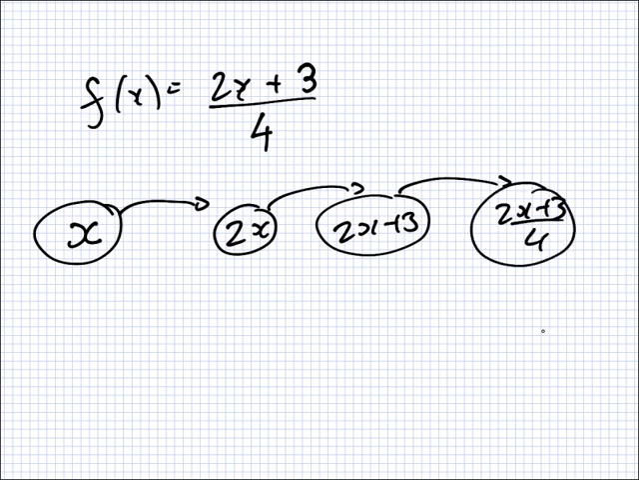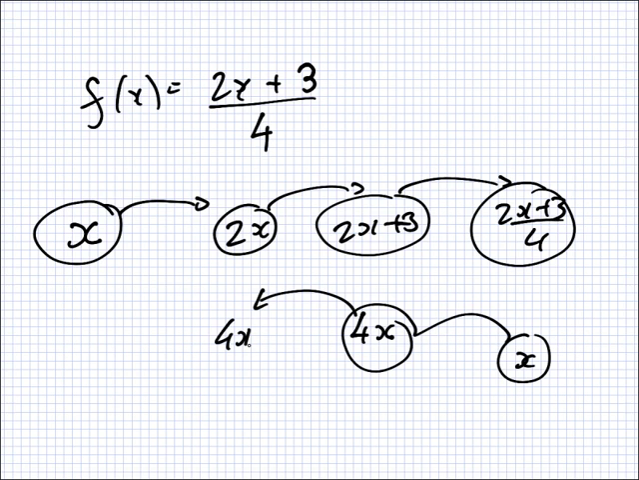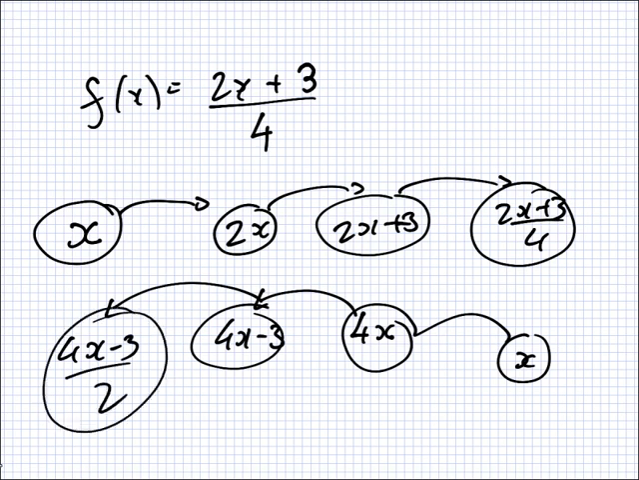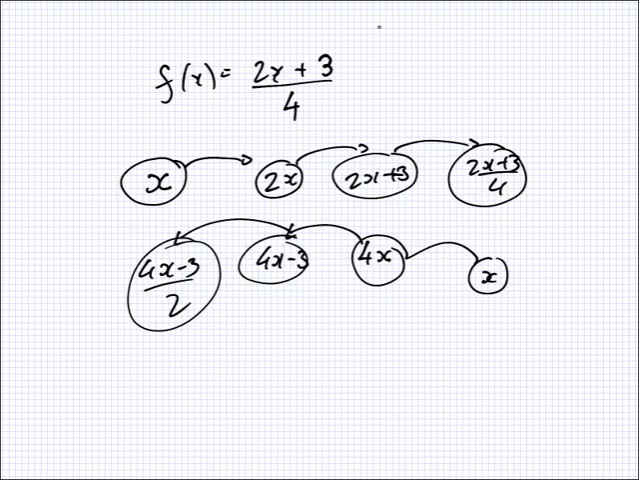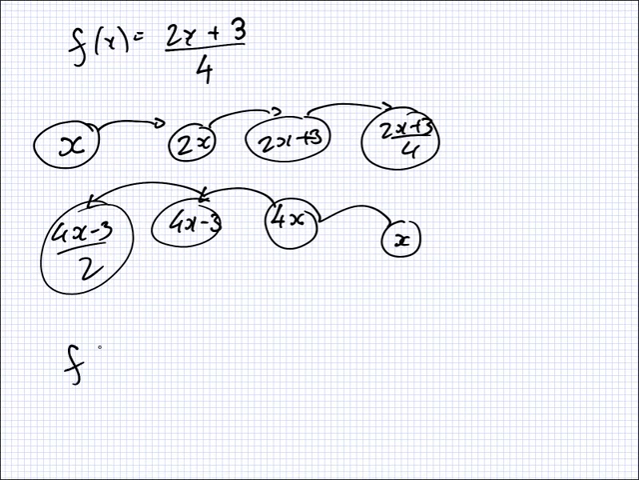So the inverse should be backwards. So let's say you start with x. Here you divide by 4, so here you multiply by 4. Here you add 3, so here you subtract 3. Here you multiply by 2, so here you divide by 2. So this is the inverse. Let's check to see if it's right. So, f of 1, what will that equal? 5 over 4. f inverse of 5 over 4 will equal 1. Nice.